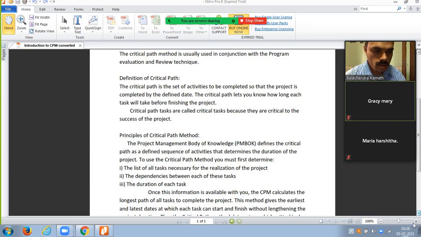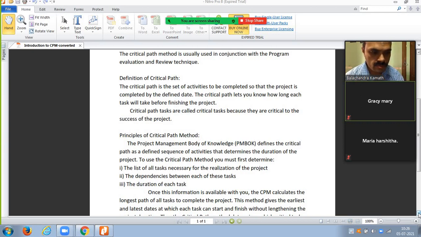Understood. So these three pieces of information you should have to use the critical path method. One is all the tasks which are required to complete the project, then the dependencies between all the tasks which are listed above, and what time you need to complete each of the tasks. All this information you should have before you apply the critical path method. Then the CPM calculates the longest path of all tasks to complete the project.